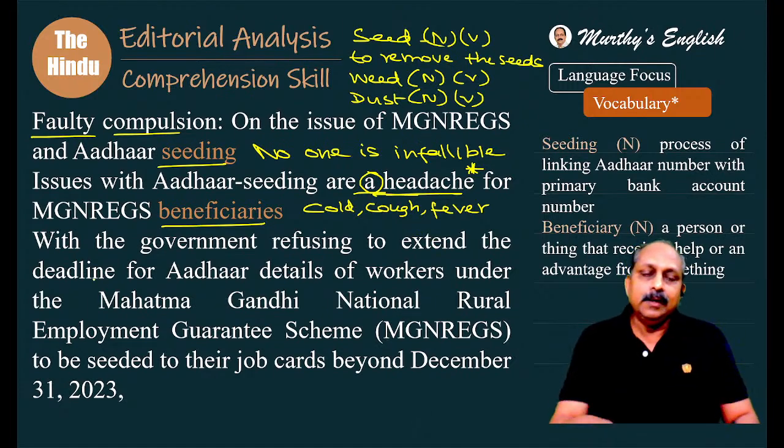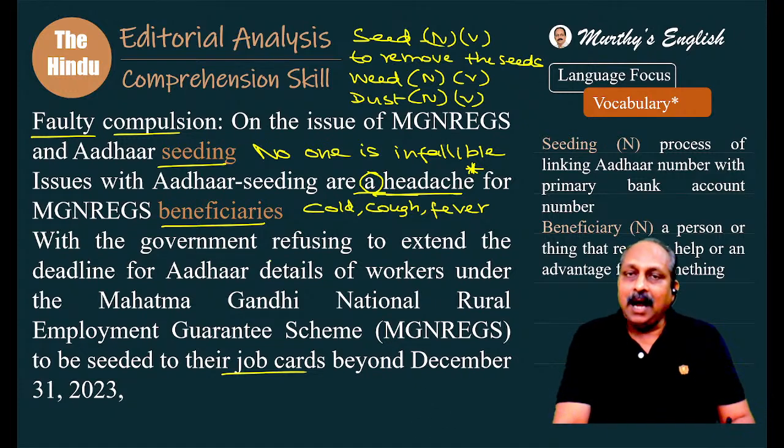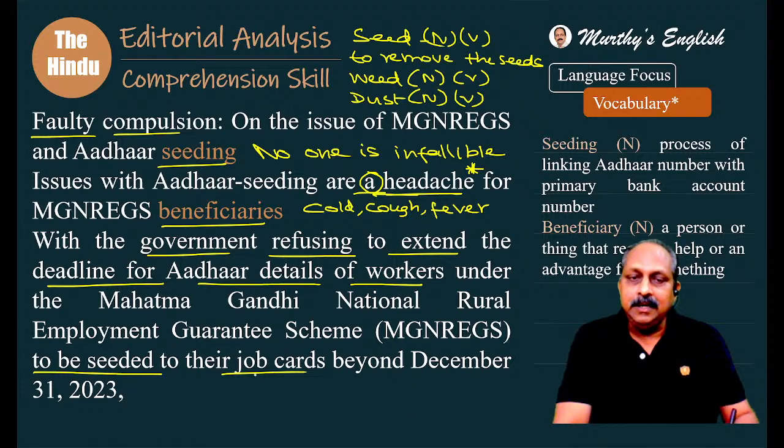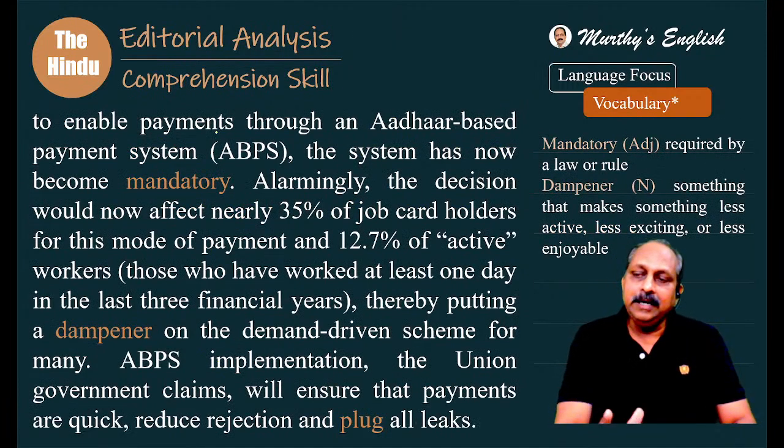You have to remember. Let's see how it starts: the government refusing to extend the deadline for Aadhaar details of workers under the Mahatma Gandhi National Rural Employment Guarantee Scheme to be seeded to their job cards beyond December 31st, 2023. A lengthy sentence and not complete. It talks about the stand taken by the government. Government refused to extend something. Refusing to extend what? The deadline for Aadhaar details of workers under this particular scheme to be seeded to their job cards, a link to the job cards. They did not want to extend the date beyond December 31st, 2023. Now, what is the date? January 3rd. So the deadline is over.